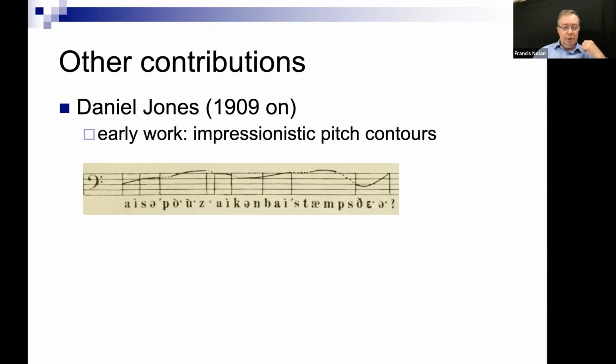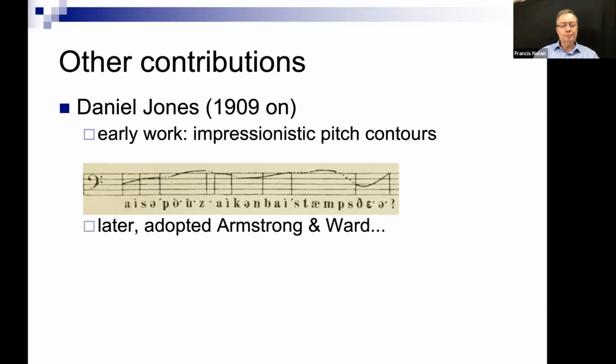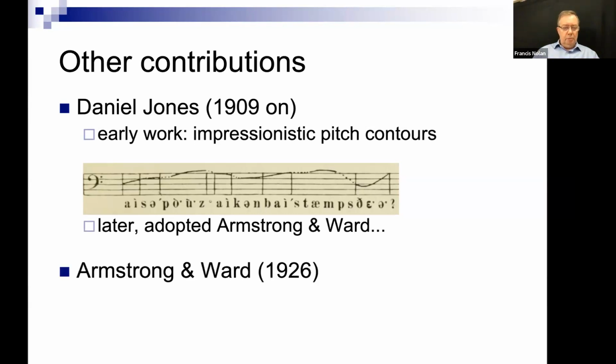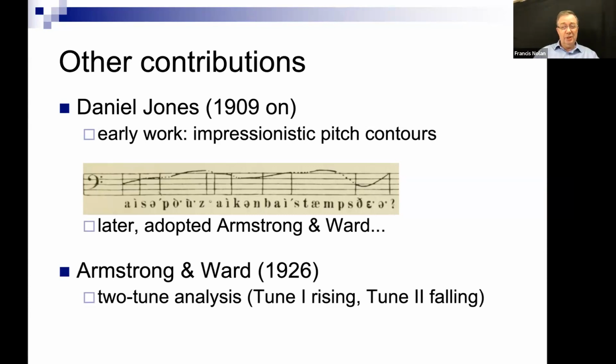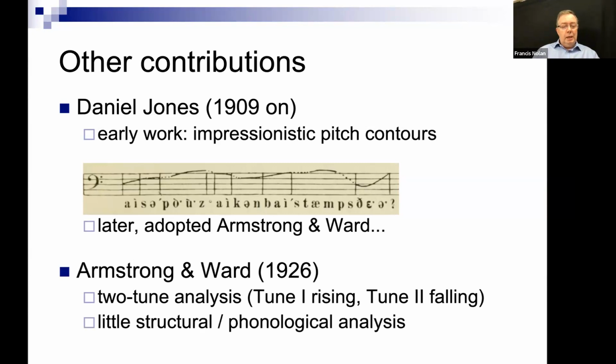This is, if I can produce it, it's not an easy thing to read, but I suppose I can buy stamps there. The last bit, stamps there. You can see it's a full rise at the end. It's a question on a full rise. Later on, he abandoned that and adopted a system promoted by Armstrong and Ward, which is basically a two-tune analysis, a rise and a fall. And I think that method didn't really contribute to the development. In fact, it was a backward step in many ways. Little structural or phonological analysis.